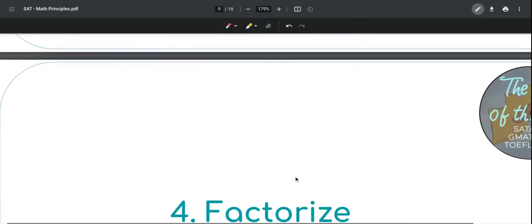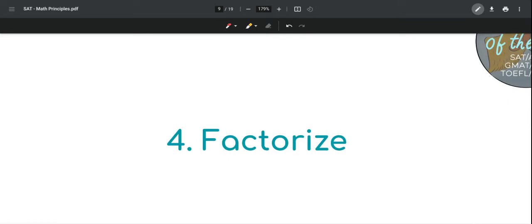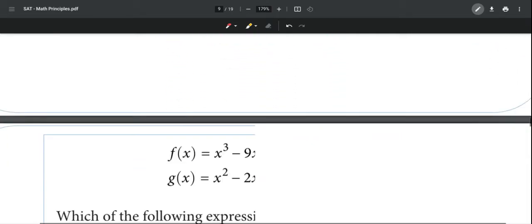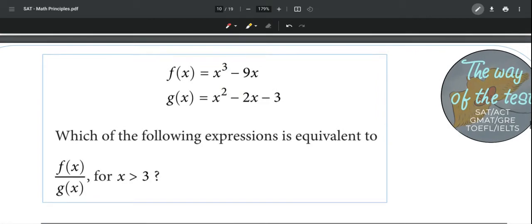Okay. The next principle is to factorize. This principle is very similar to the previous principle. Remember, the goal here is to work with small numbers, simpler numbers, manageable numbers, okay? So again, let's have this as an example. By the way, all these examples are taken from official SAT tests. So, okay, so we have this.